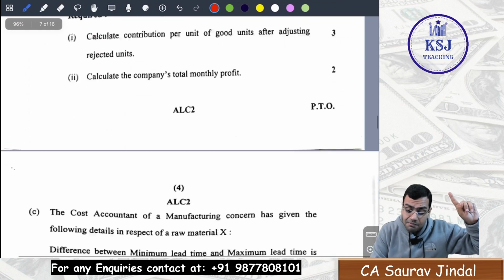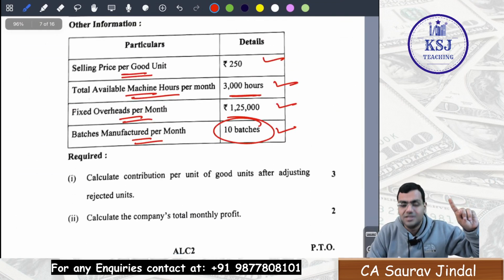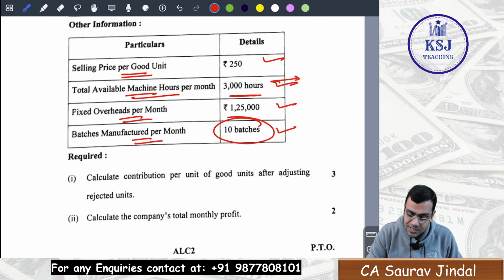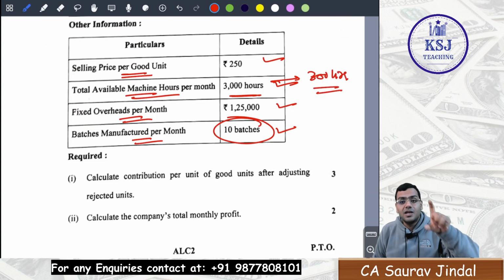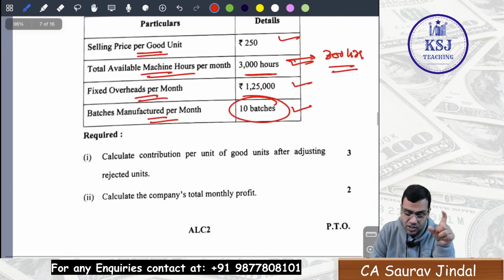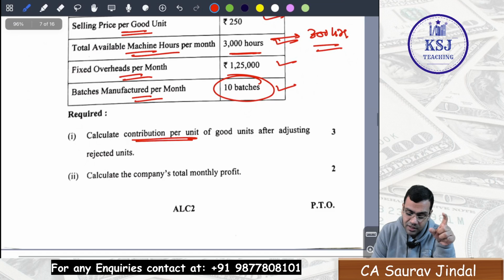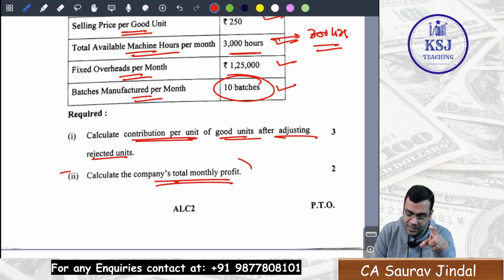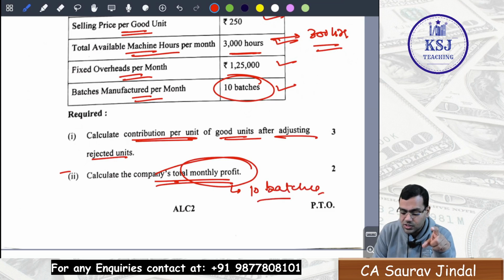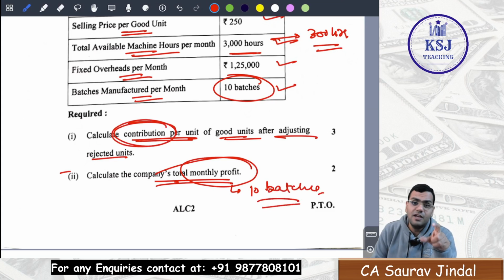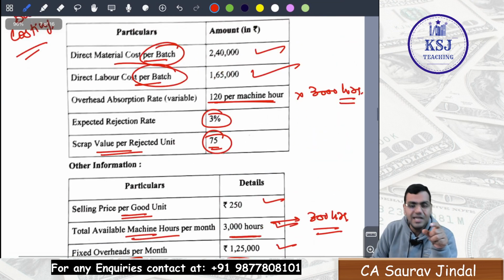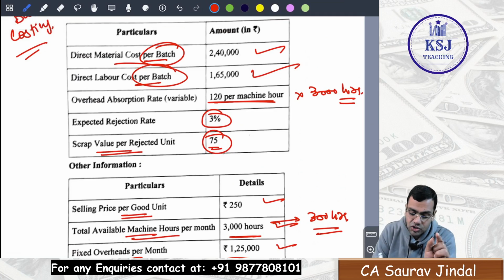It is for the month, and in 1 month there are 10 batches. So this 3,000 is for 10 batches. You have to calculate for one batch, that is 300 hours for one batch. If you are calculating the cost for one batch, because he is asking for the contribution per unit of good units after adjusting the rejected units and the company's total monthly profit. When he is talking about monthly profit, you have to show it for 10 batches. But for the first part, for this contribution, if you are taking the material and labor per batch, then overheads should be 120 multiplied by 300 hours.